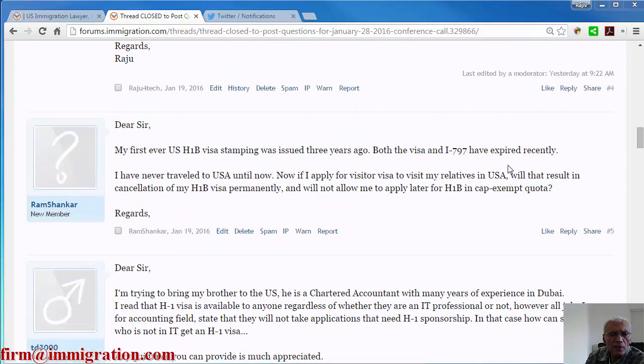That was a frequently asked question from Ram Shankar. My first ever US H1B visa stamping was 3 years ago. Both the visa and I-797 expired recently. Never traveled to the USA. If I apply for a visitor visa, will that result in cancellation of my H1B permanently, or will I be still exempt from the quota? And the answer is the B visa does not interfere with your right to be exempt from the cap until 6 years have passed from the H1 approval duration. So if your H1 has been approved anytime within the last 6 years, you are exempt from the H1 quota.